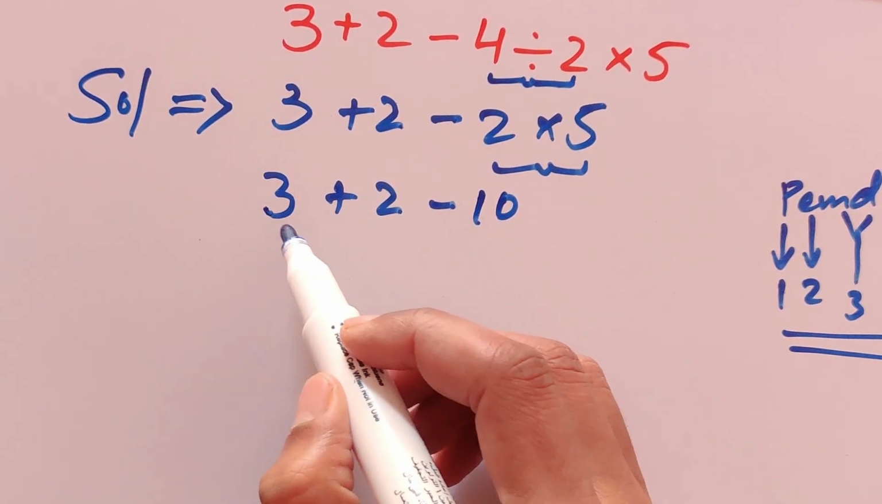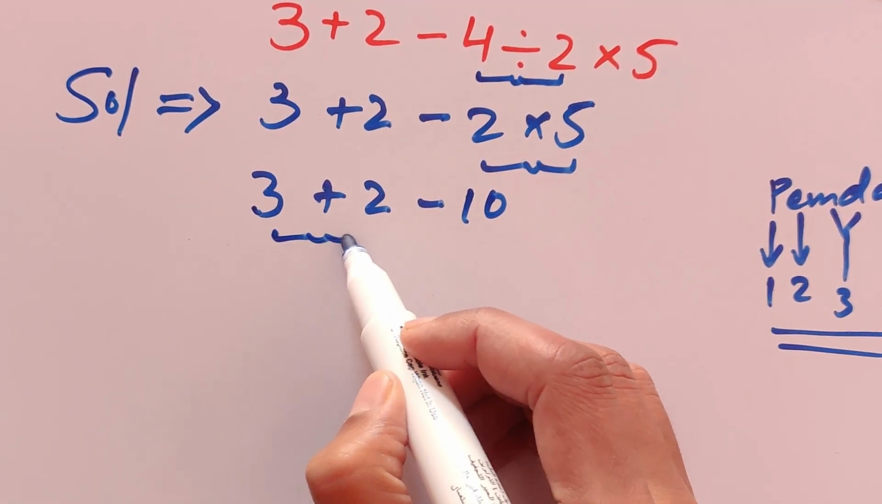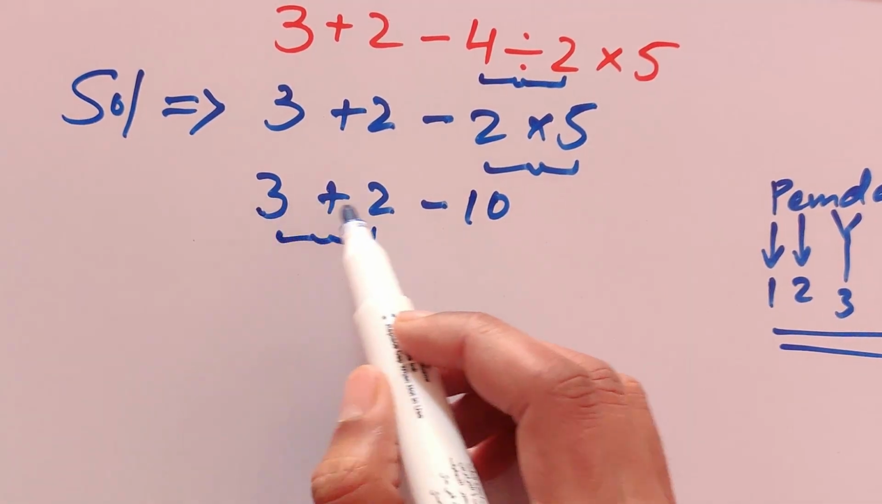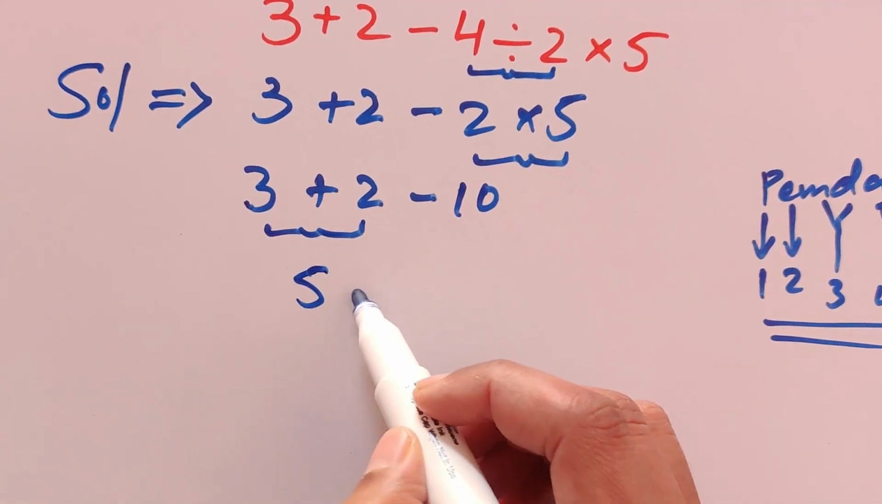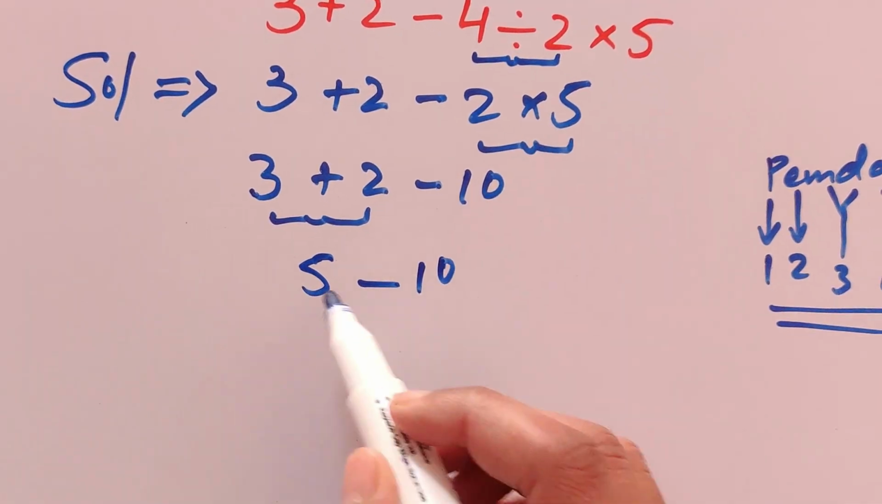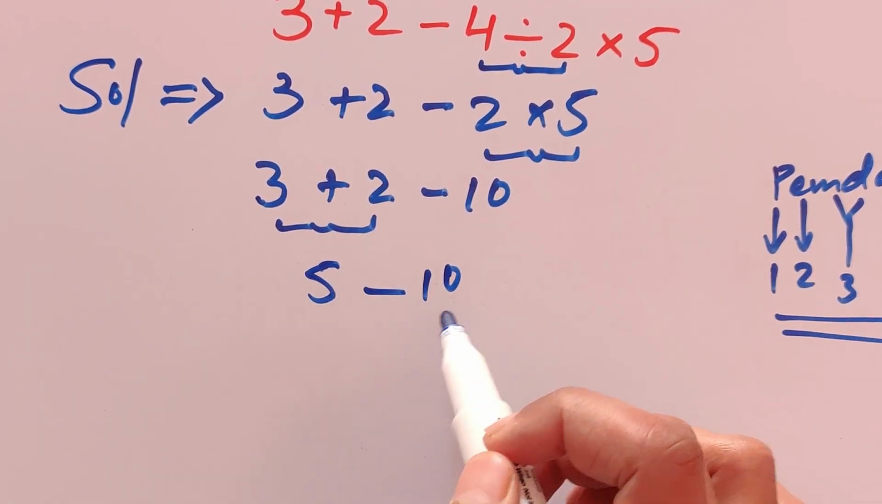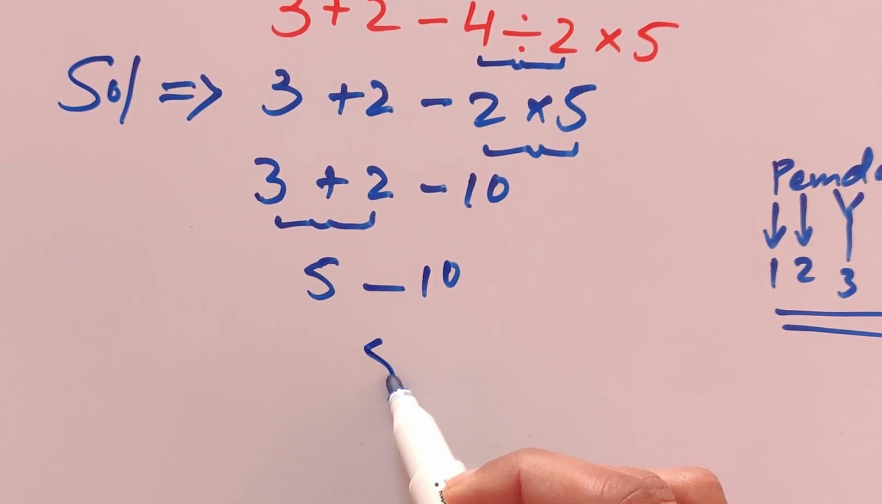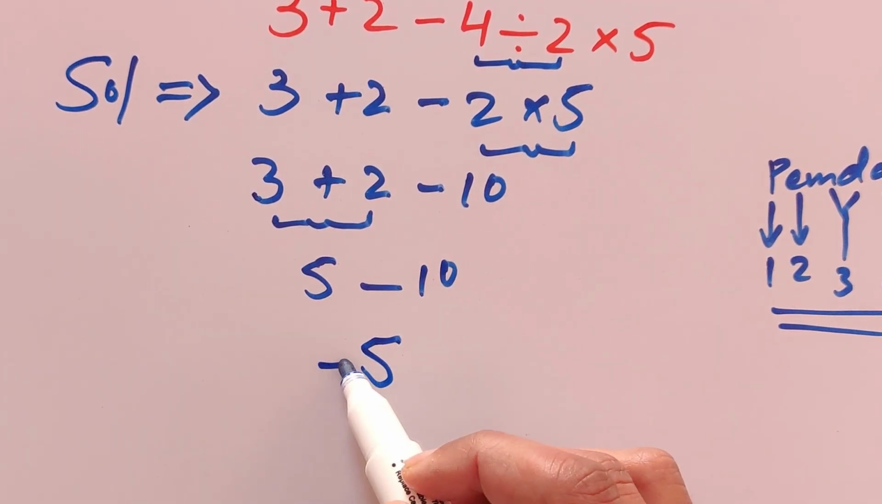So addition and subtraction from left to right. So plus first, 3 plus 2 is 5, minus 10. Now minus 5 from 10, so 5 with the minus sign.